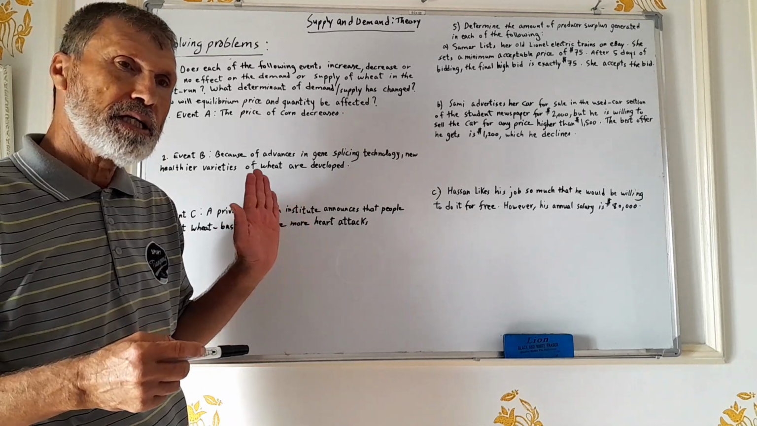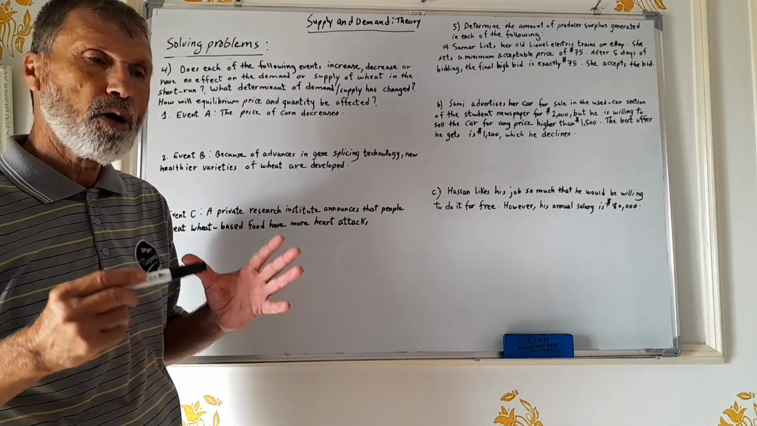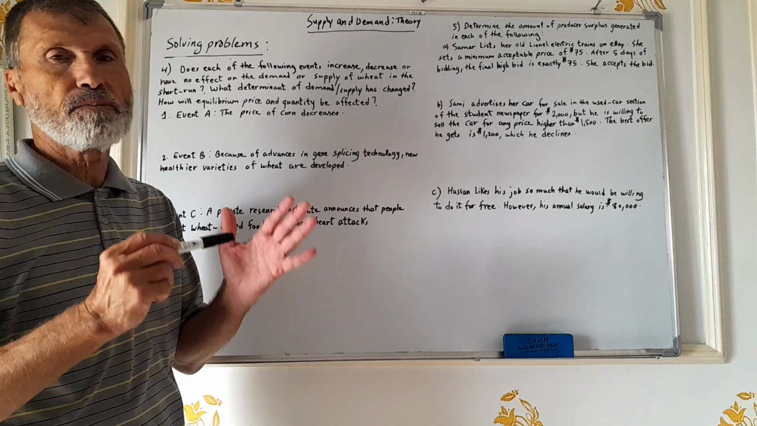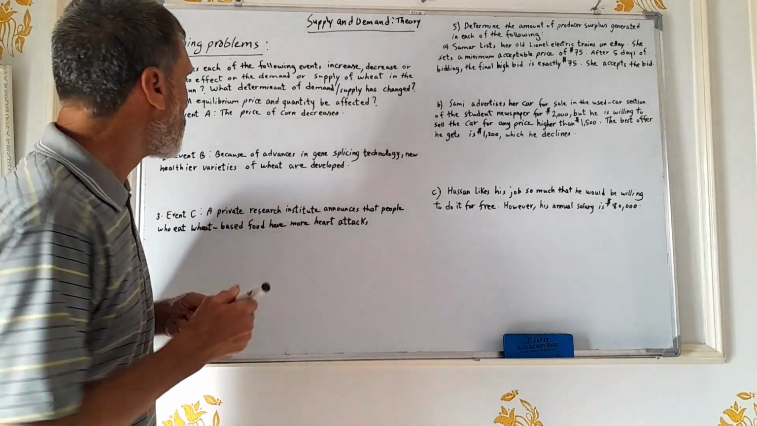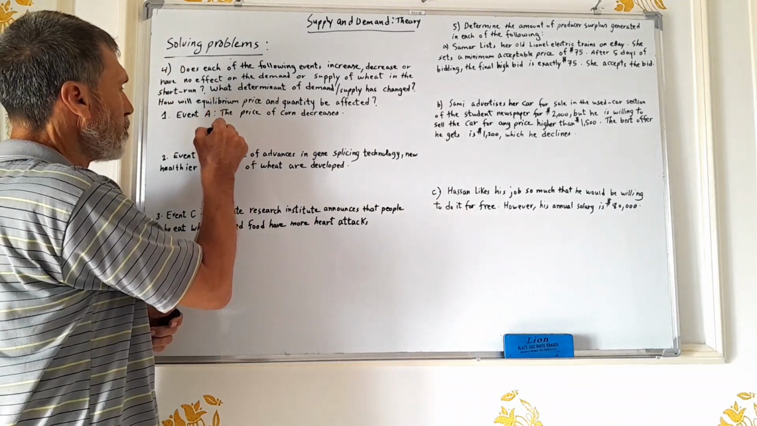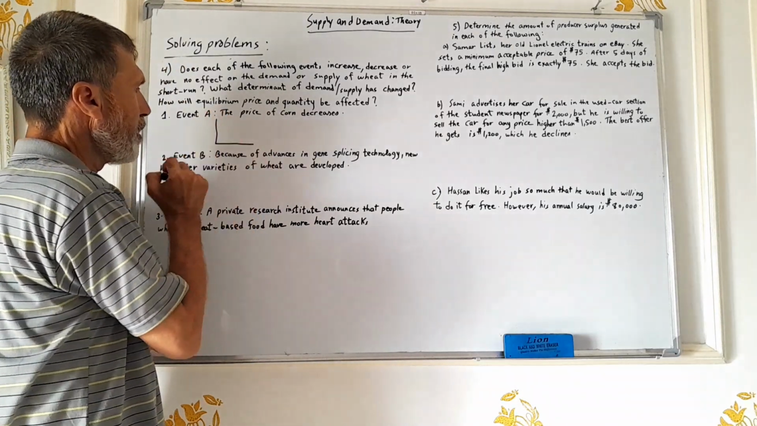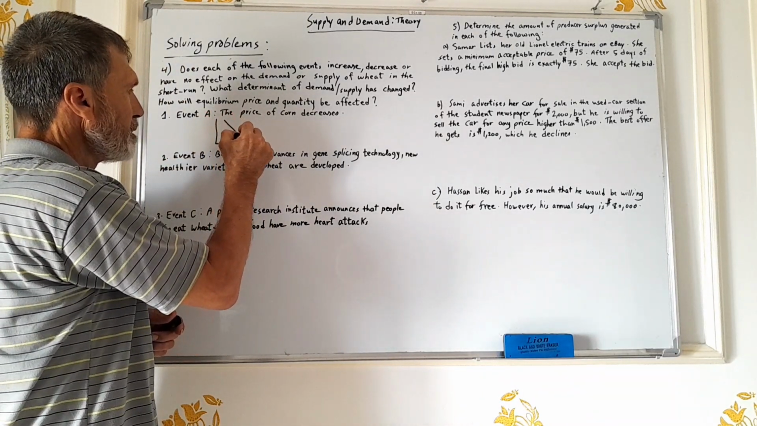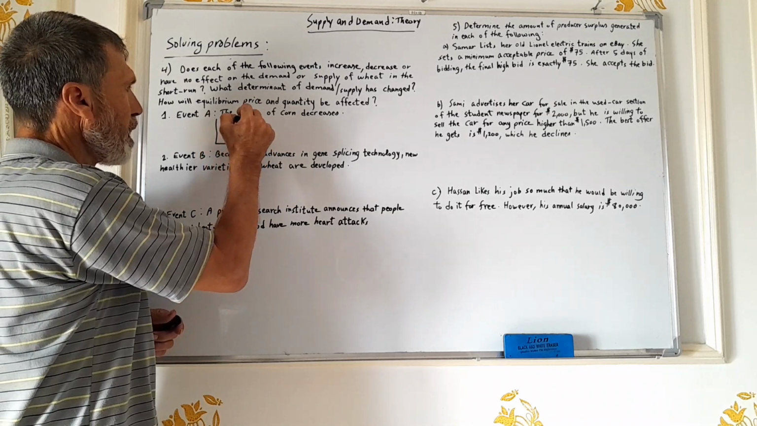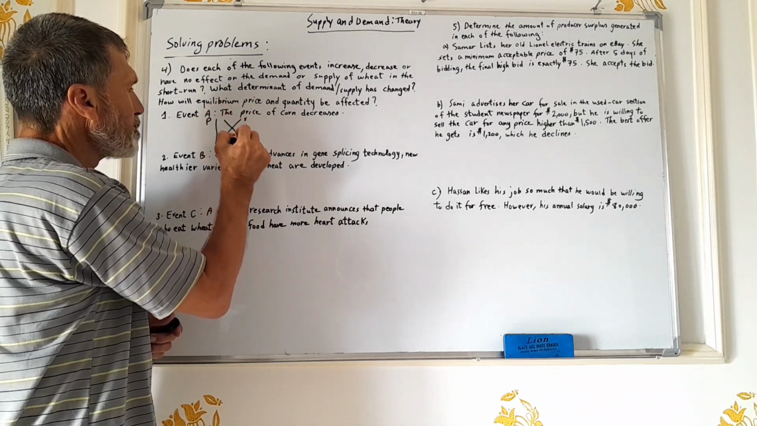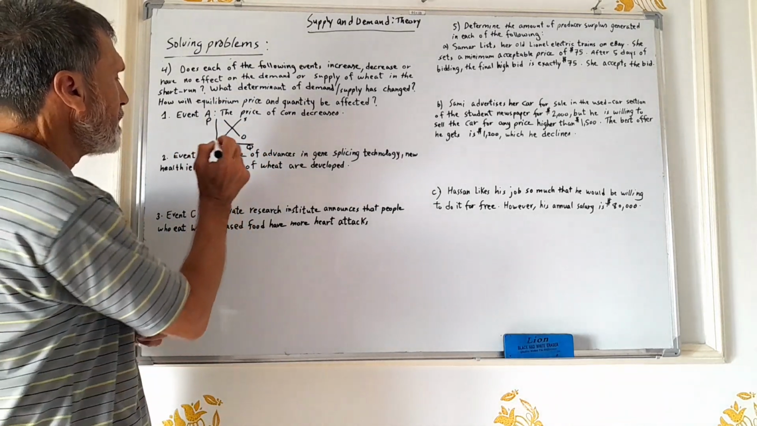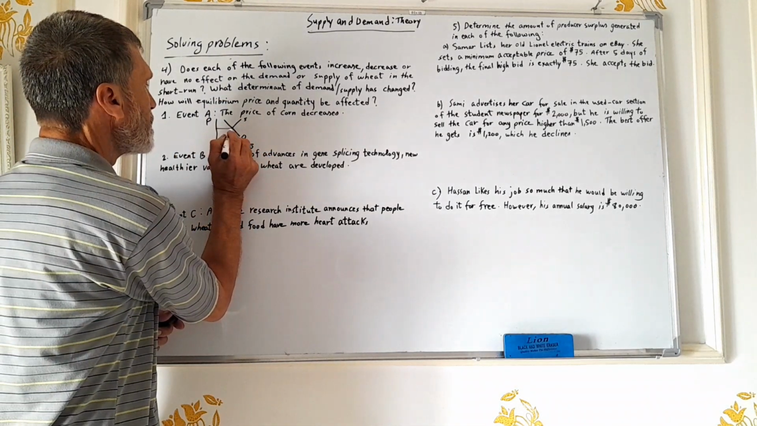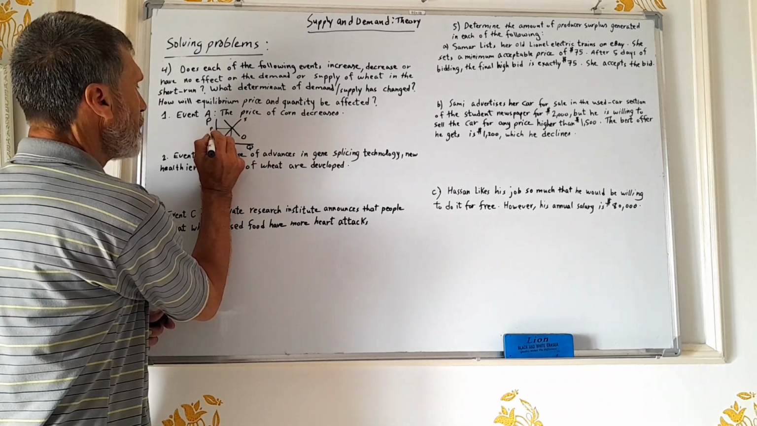Okay, let's draw this one here to see exactly what is the effect of this on the equilibrium price and the quantity of wheat. So if we draw the curve like this, this is the demand of wheat, this is the supply of wheat, this is the price of wheat, the quantity of wheat. And this is the equilibrium price and the quantity here, PE, QE.